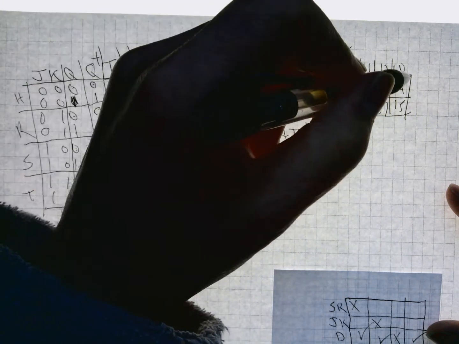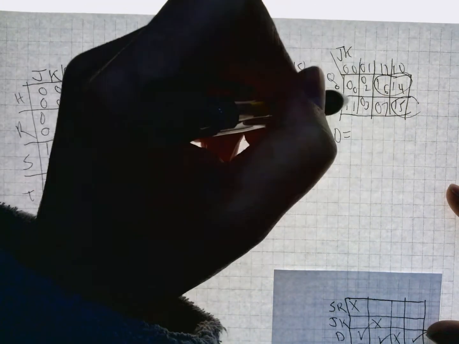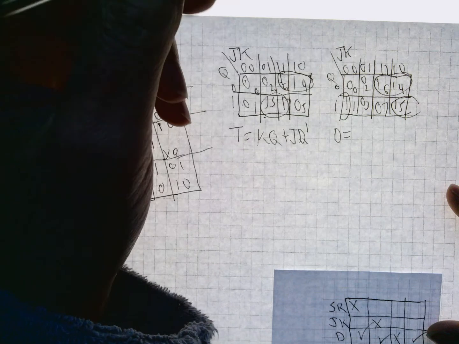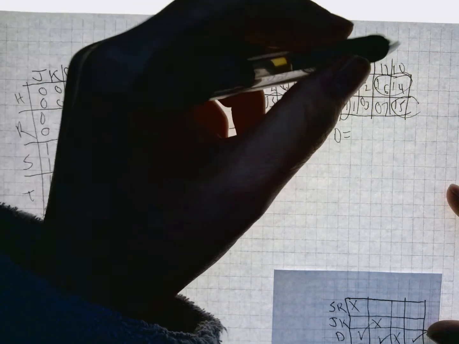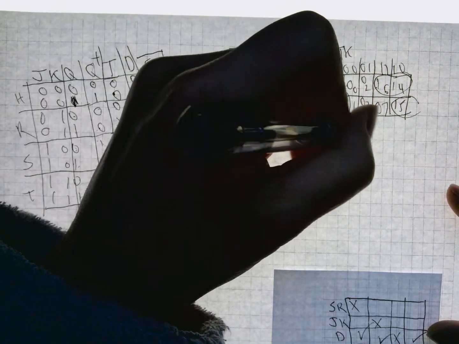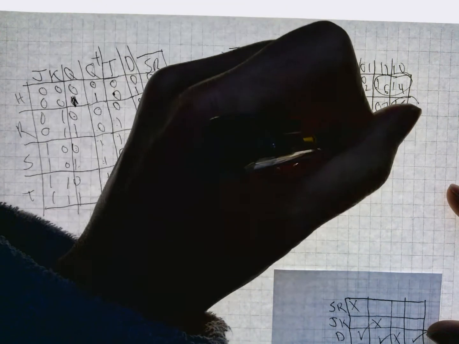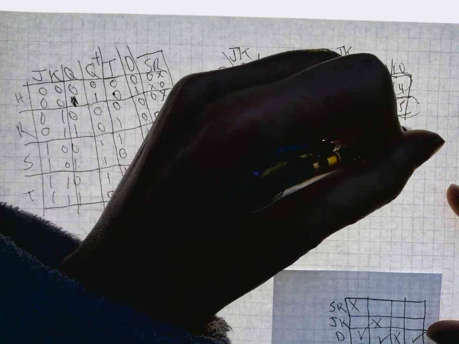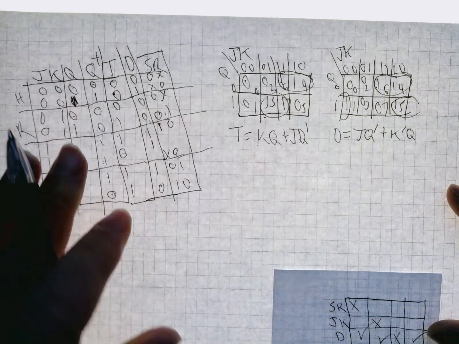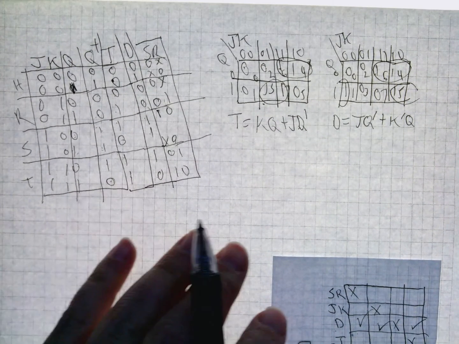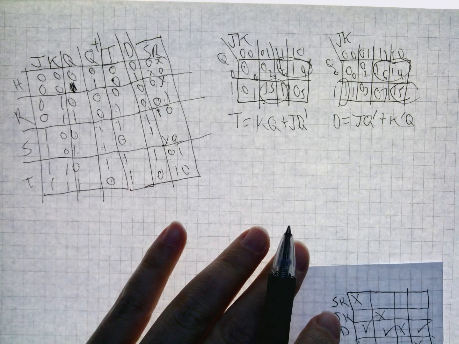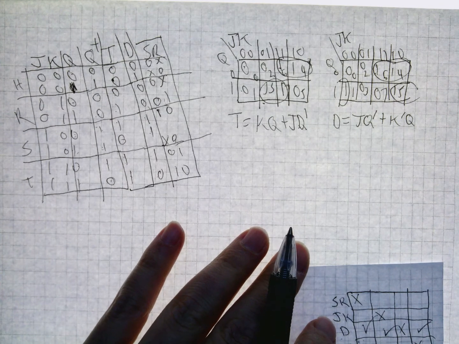How shall we loop it? Well, let's see. We can loop like this, and we can loop like that. That's not too bad. And now if you loop like that, it's going to be JQ prime. Or it's going to be K prime Q. And so now it's J exclusive OR with K. Yeah. Well, it's probably going to look like this.